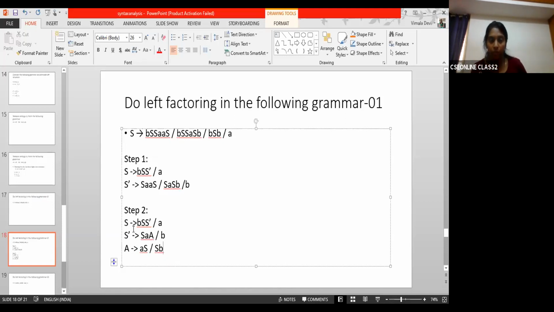Now, for the variable S, we have only two alternatives. For variable S dash, there are only two alternatives. For variable A also, there are two alternatives. Whereas in the beginning, the very first step, look into the grammar. For variable S itself, there were four alternatives, which was difficult for the parser to guess which rule is to be selected to derive a string. So take down the solution.